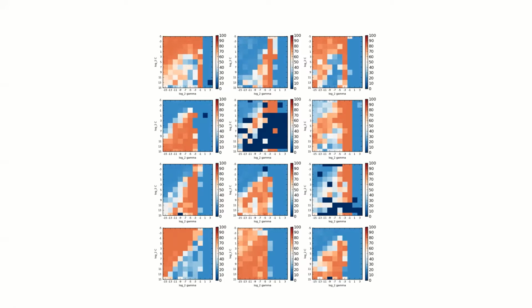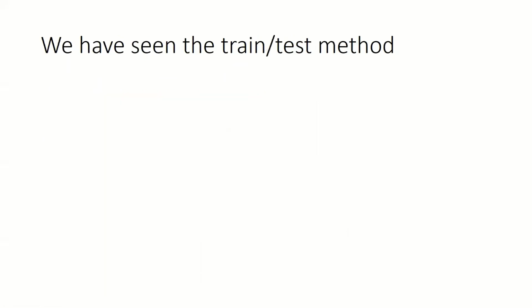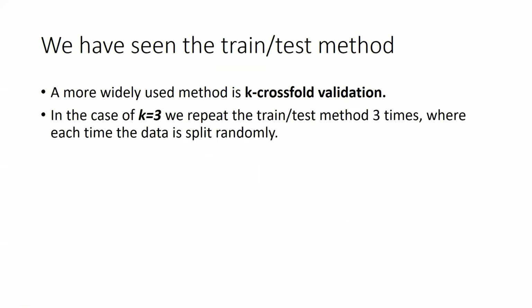So, what we would like to do is to stabilize this hyperparameter tuning process by using multiple different samples of our training data. And this brings us into sampling methods. There's a really common method which goes beyond the simple train and test, and this is called K crossfold validation. So when people do hyperparameter tuning, they're usually combining this with this method called K crossfold validation.